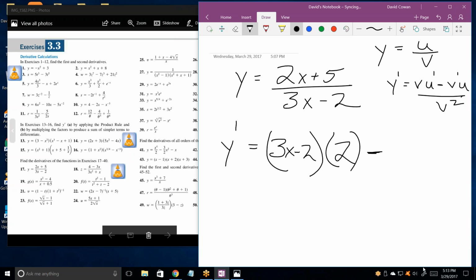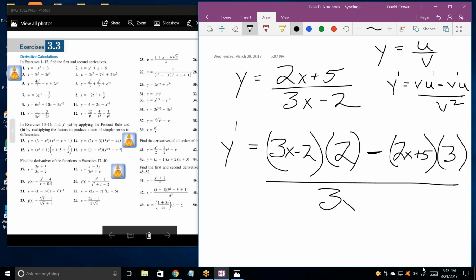Now do the reverse. In other words, now take the top times the derivative of the bottom. What's the derivative of the bottom? 3. All divided by the bottom squared. And write it like this every time. Don't multiply it out. The reason I say that is a lot of times you'll find a factor in the top that is the same as this factor in the bottom, 3x minus 2. In which case you'd be able to cancel some stuff.